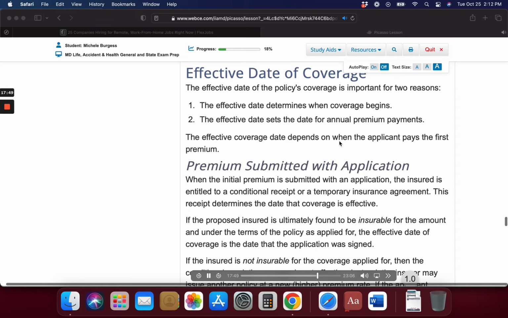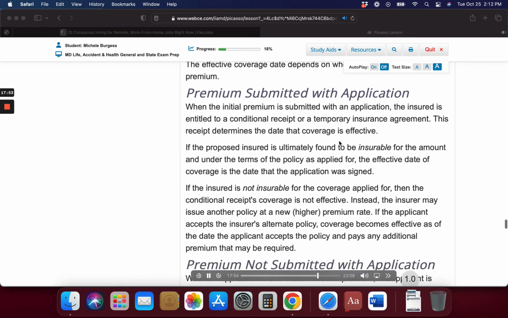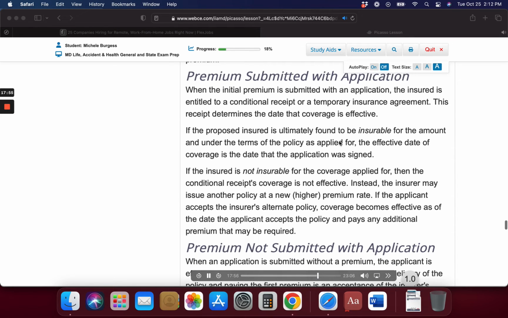Premium submitted with application. When the initial premium is submitted with an application, the insured is entitled to a conditional receipt or a temporary insurance agreement. This receipt determines the date that coverage is effective. If the proposed insured is ultimately found to be insurable for the amount and under the terms of the policy as applied for, the effective date of coverage is the date that the application was signed.